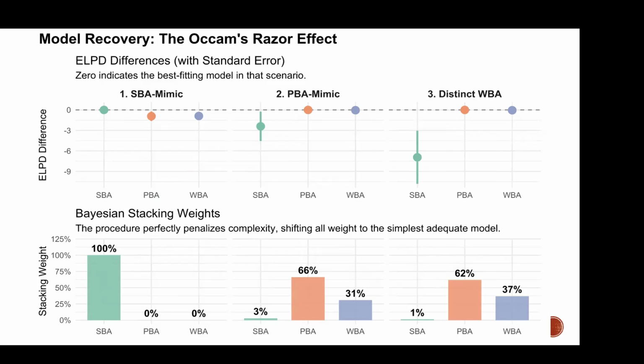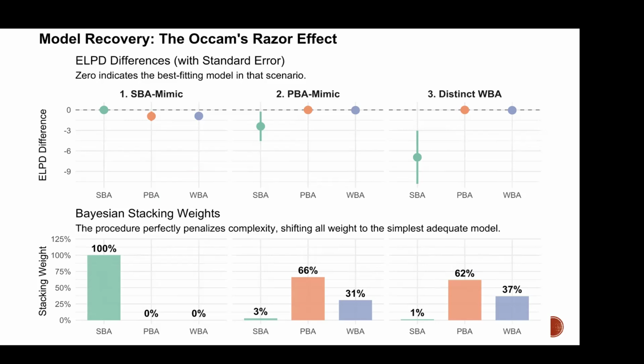In the PBA mimic, the winner is the PBA. The WBA is still quite likely, but also the SBA could say something. And if we look at the distinct WBA scenario, we get again that the PBA is best and the WBA is second best, slightly higher than before, but really we would pick the PBA.